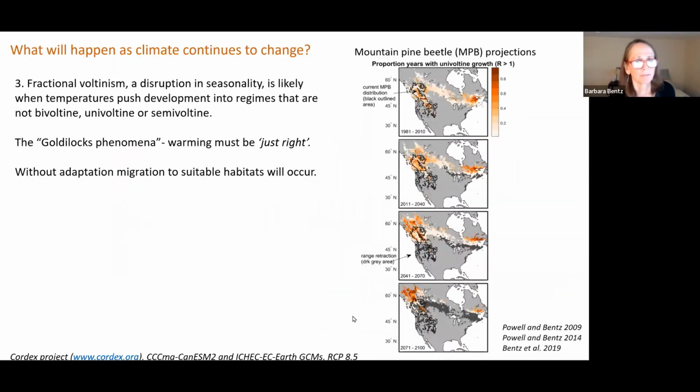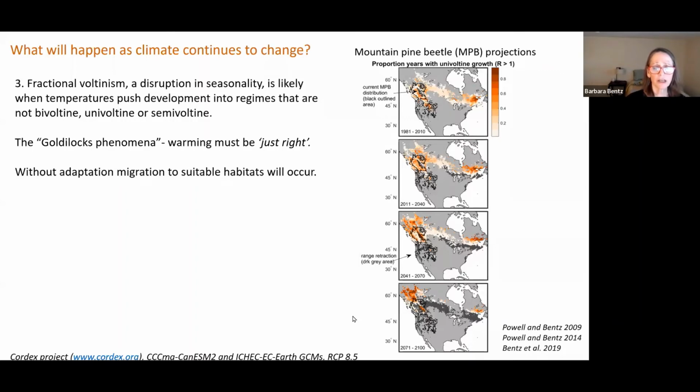Finally, I've showed how evolved traits facilitate the stable voltinism strategies of univoltinism and semivoltinism in these species. But the Goldilocks phenomenon, where warming needs to be just right, can occur. So in some locations, warming is likely to push populations into thermal regimes that these populations aren't adapted to. So fractional voltinism will disrupt their seasonality, resulting in population crashes.